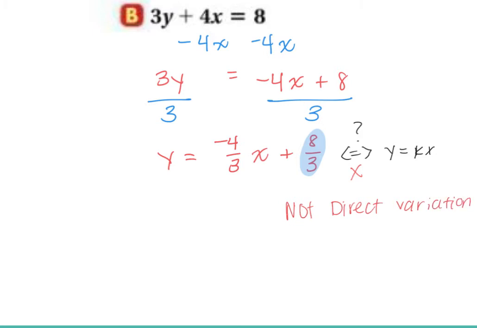So you should always have y equals a number times x. If you have anything other than kx, it's not direct variation. Now, let's say the 8/3 was not there. What would my k be? Anderson? Negative 4 over 3.